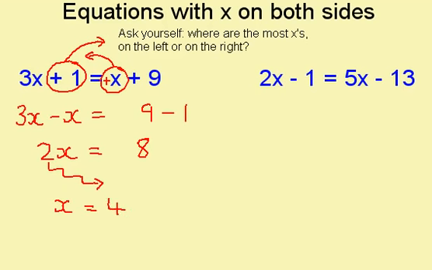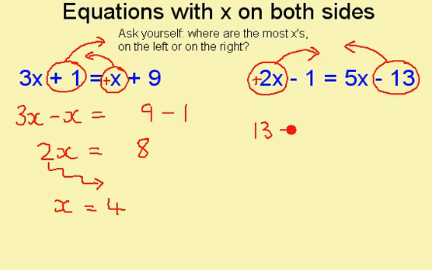Now, if we look at this question, the most x's are on the right. So the x's need to float and ping to the right, and the numbers need to float and ping to the left. So that's a plus 2x, and that needs to float and ping to the right. And that's a minus 13, and that needs to float and ping to the left. So over here, I've got the minus 13, which is now a plus 13, minus 1.